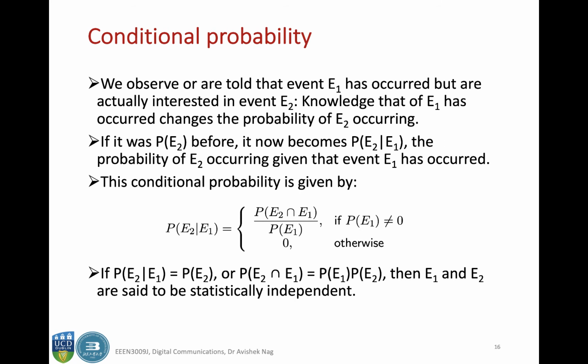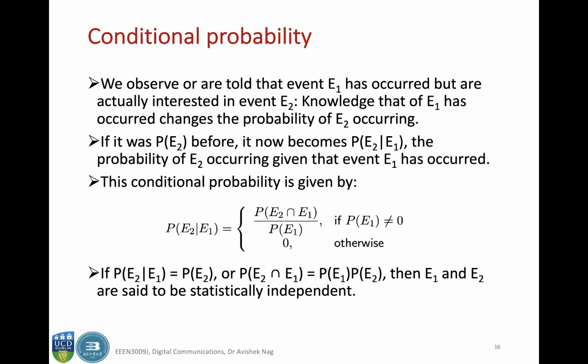Now moving on with the concepts of conditional probability. Basically if you are observing 2 events, and if the occurrence of one of the events has some relation to the occurrence of another event, then the knowledge that E1 has occurred changes the probability of E2 occurring. This is true when the 2 events have some relationship, or one is related to the other and vice versa.